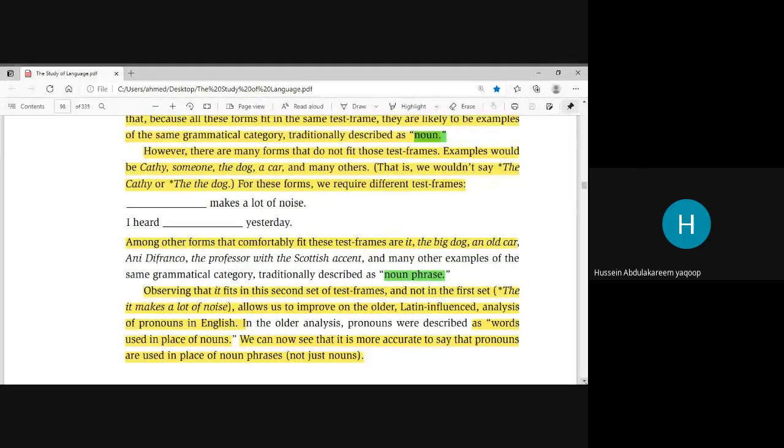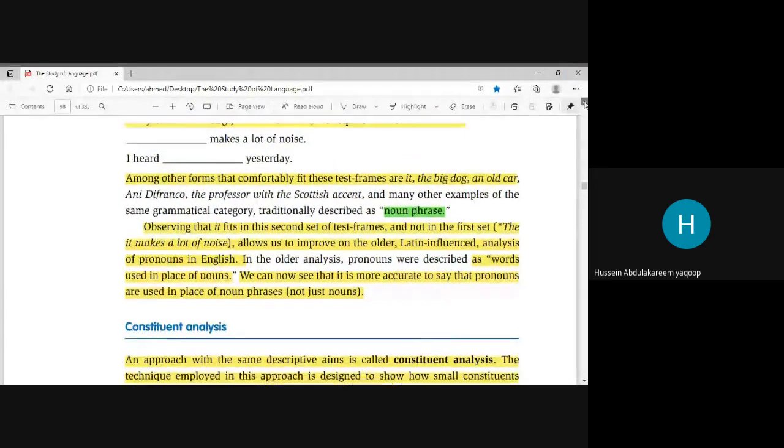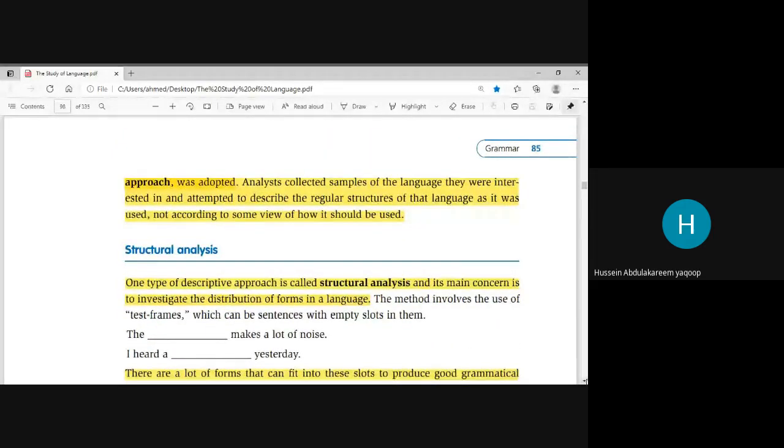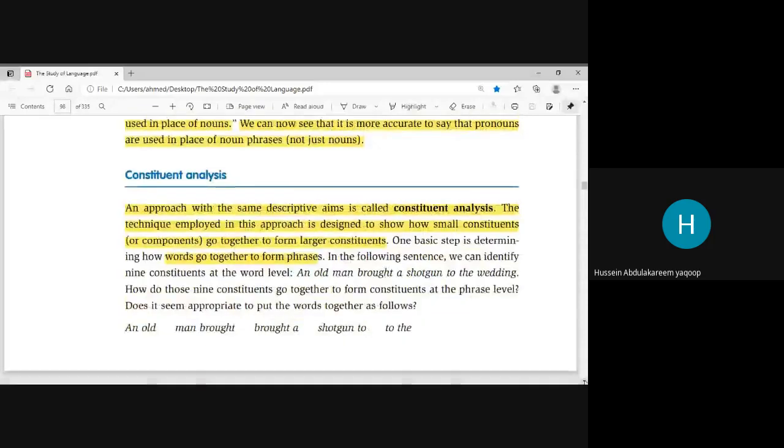This is exactly what is meant by the section of the structural analysis. This is not the end of the story. We have the constituent analysis. The constituent analysis is basically designed to be dealt with in syntax. The technique employed in this approach is designed to show how small constituents, the constituents meaning the components, the smaller units, go together to form larger constituents. So now we have one component gathered with another to form constituents.